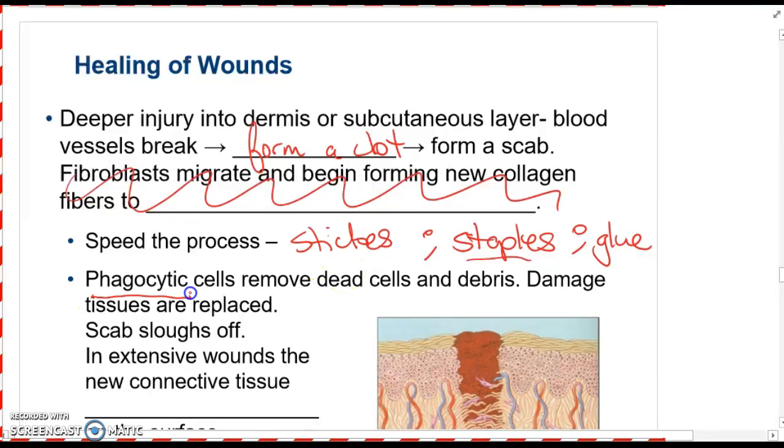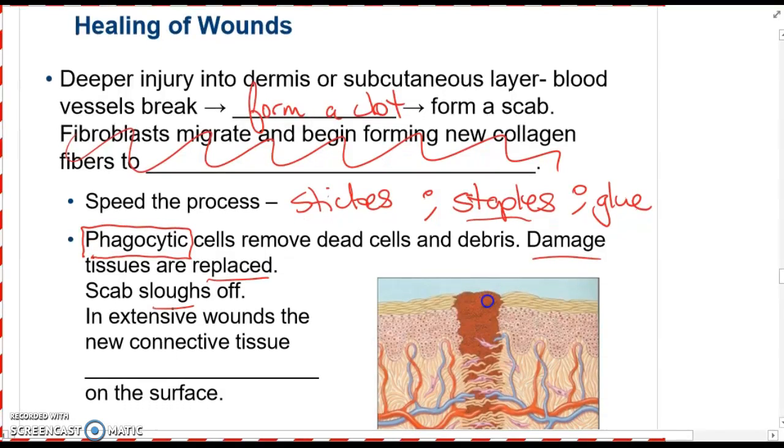So again, this word was in last chapter, phagocytes. Those are the things that eat up the bad stuff. They remove dead cells, debris, like infections, and the damaged tissues are then replaced by mitosis. Then you've got a scab that, when it says sloughs off, just means it falls off. And now in intensive wounds, or really bad wounds, new connective tissue may appear. That's where you would get a scar on the actual surface.